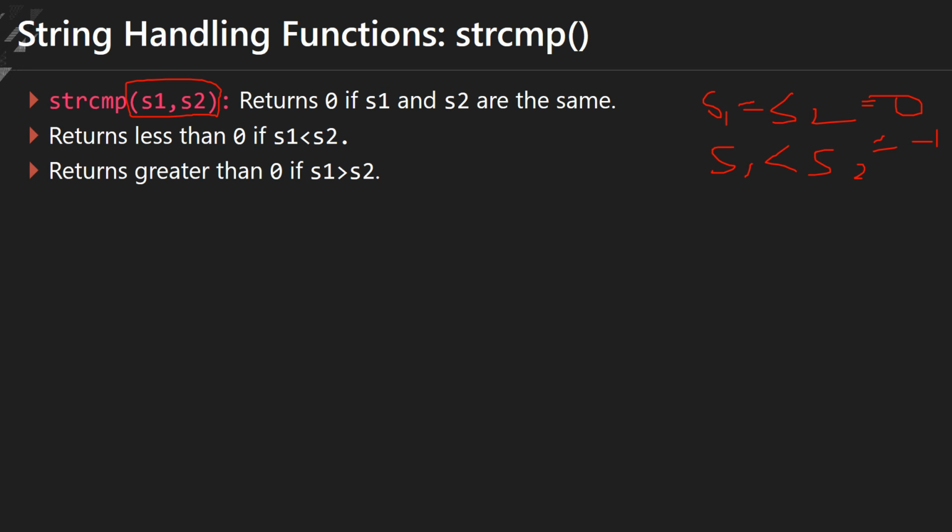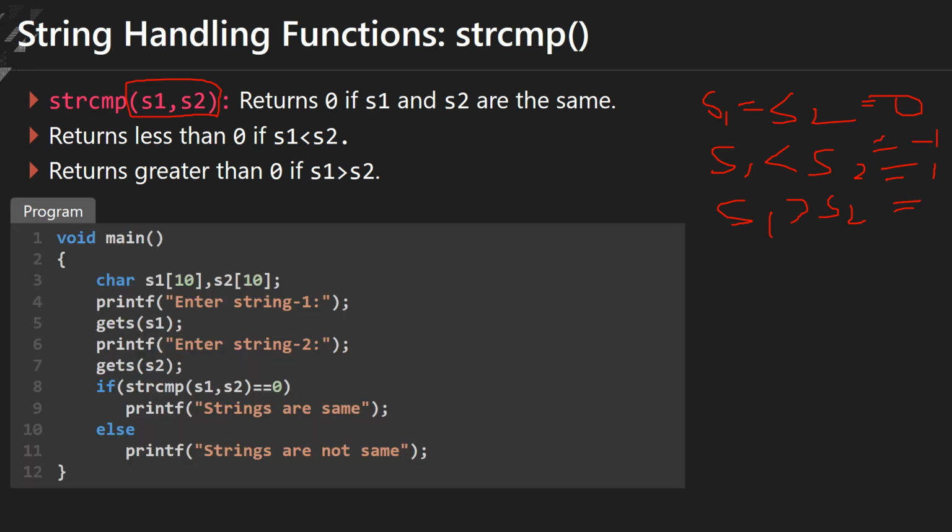Suppose it returns greater than 0, meaning anything greater than 0, such as 1, then s1 is greater than s2. Look at this program I have taken to demonstrate the compare function. We read the first string and the second string and compare them. If comparing s1 and s2 returns 0, then the strings are the same. If not, the strings are not the same.